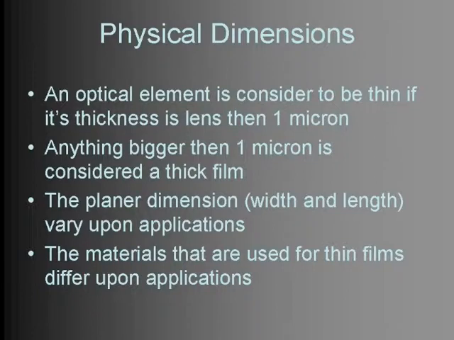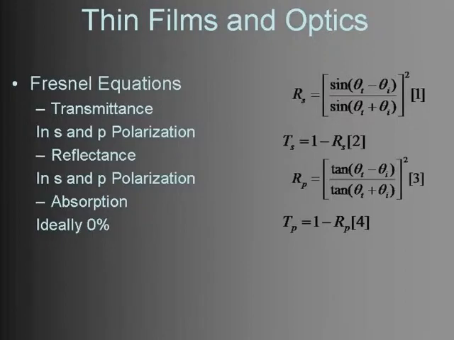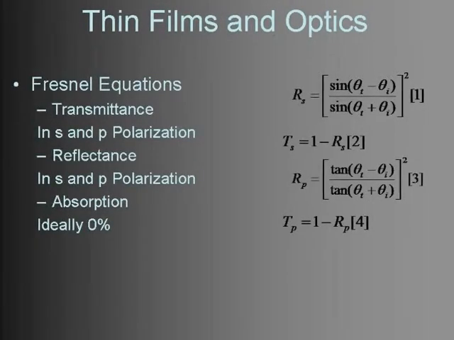The materials used for the films are not all the same. We can have magnesium fluoride for anti-reflective coating or aluminum for high reflectivity coatings. Like any interaction between light and another medium, there's a degree of polarization. Thin films are not the exception for this.